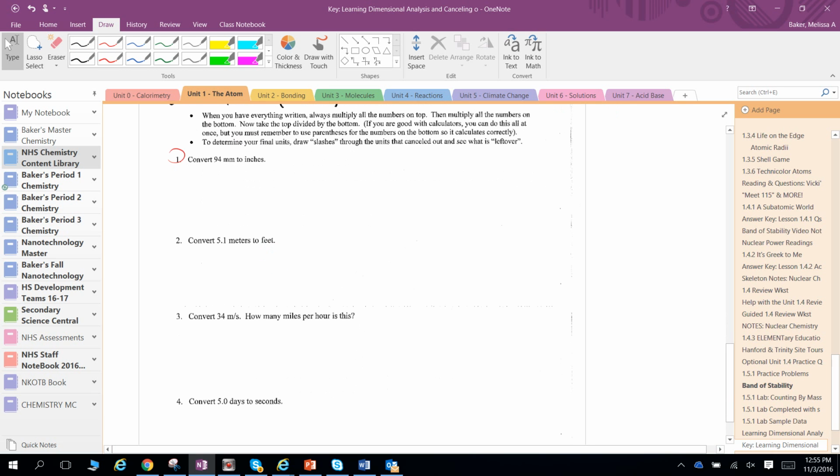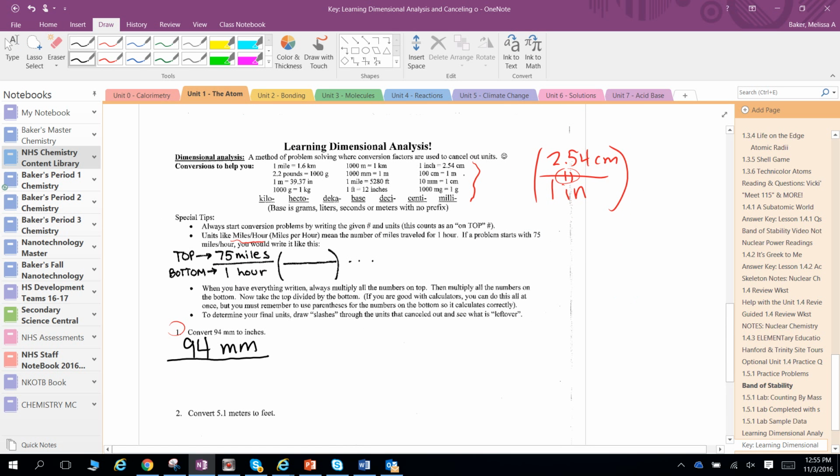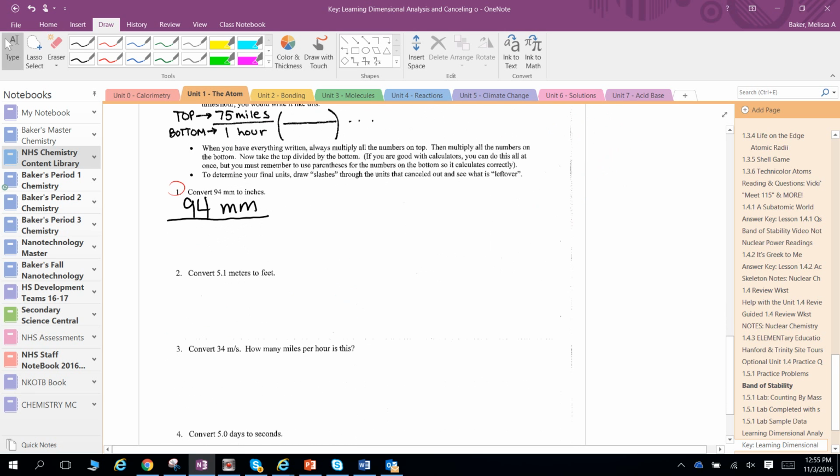So let's do these together. First one, 94 millimeters. Draw a line underneath it. We want to get this into inches. So let's see what we've got. If I go up here, I see that 10 millimeters are in 1 centimeter, and I see a conversion from centimeters to inches. So I know that I want millimeters to go on the bottom because I want those to cancel out. So I can write 10 millimeters is equal to 1 centimeter, and if I stopped right here, I could multiply across the top, divide by the bottom, and I would know how many centimeters I've got.